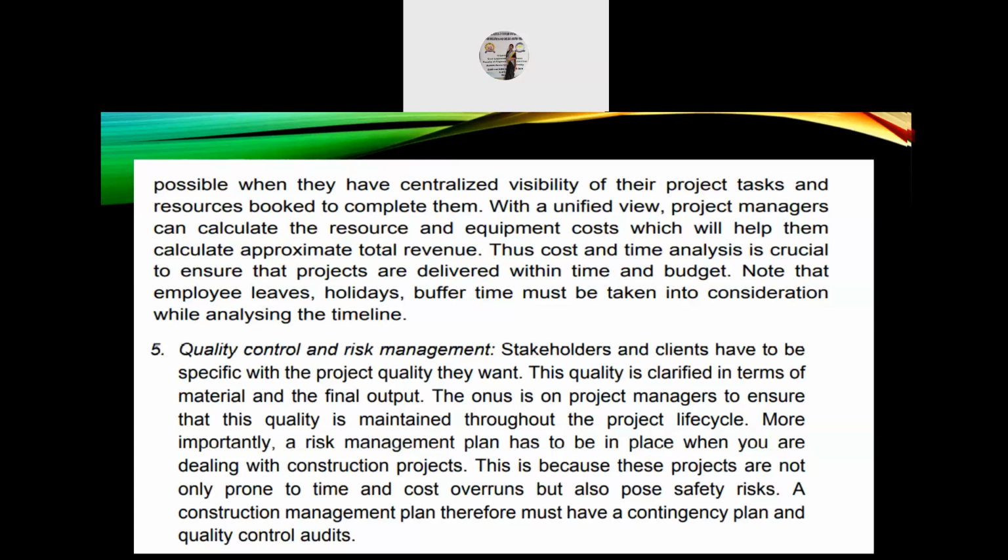Number 5. Quality control and risk management. Stakeholders and clients have to be specific with the project quality they want. This quality is clarified in terms of material and the final output. The onus is on project managers to ensure that this quality is maintained throughout the project life cycle. More importantly, a risk management plan has to be in place when you are dealing with construction projects. This is because these projects are not only prone to time and cost overruns, but also pose safety risk. A construction management plan therefore must have a contingency plan and quality control audits.